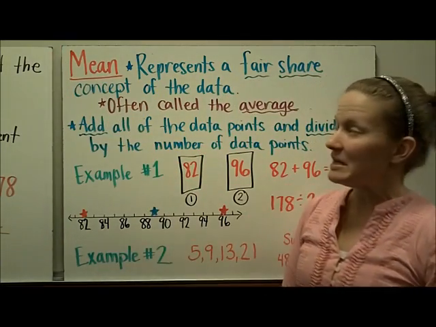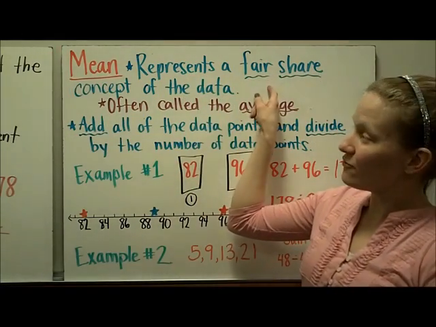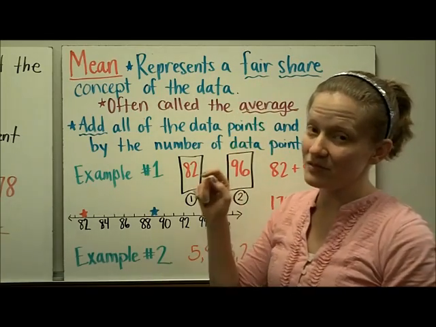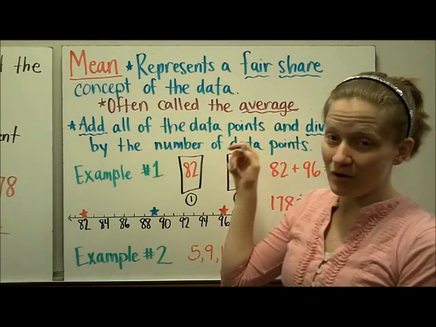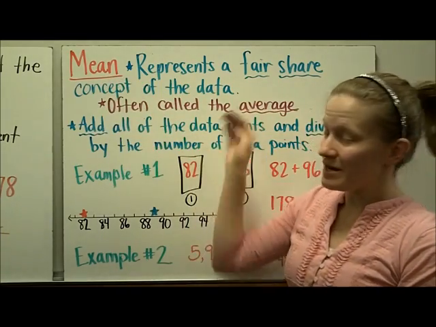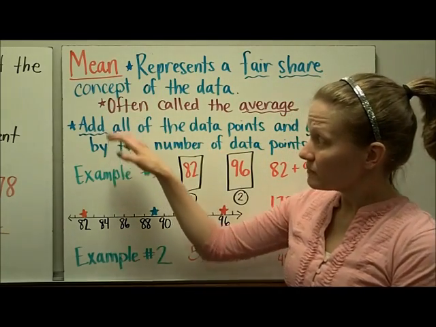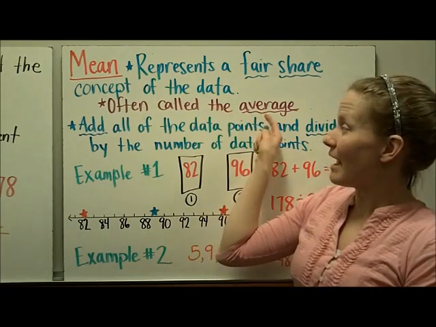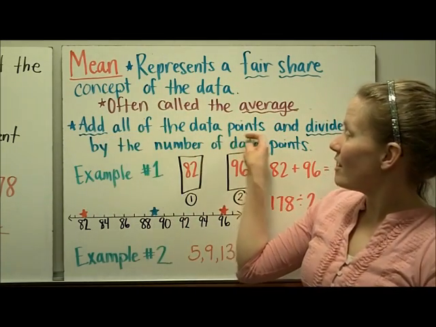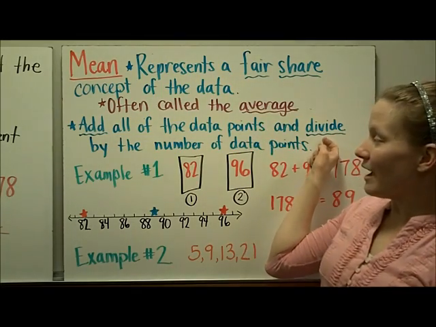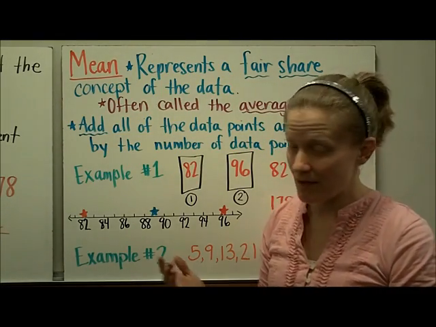First, let's talk about mean. The mean represents a fair share concept of the data. It's often called an average, which you've probably heard of before. Average and mean are used interchangeably. The way to find the mean or the average of a set of data is to add all of the data points and then divide by the number of data points that you have.